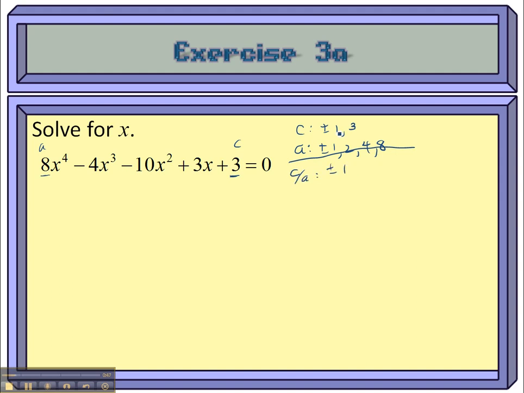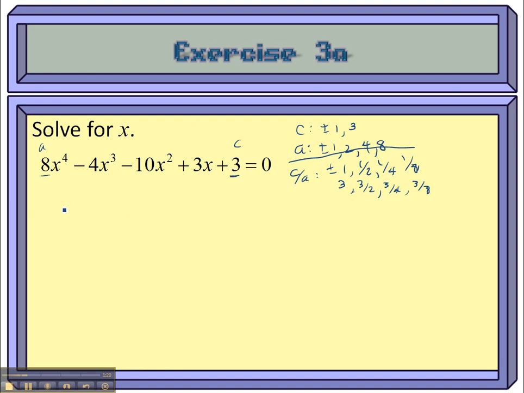Plus or minus, you can take the 1 divided by 1, take the 1 divided by 2, 1 over 4, 1 over 8, and then do the same thing with 3's. So we have 3 over 1, 3 over 2, 3 over 4, and 3 over 8. It's quite a bit to have to check. So remember that what you could do is graph the thing and see where it touches the x-axis, get an idea of what numbers you should test out with synthetic division.